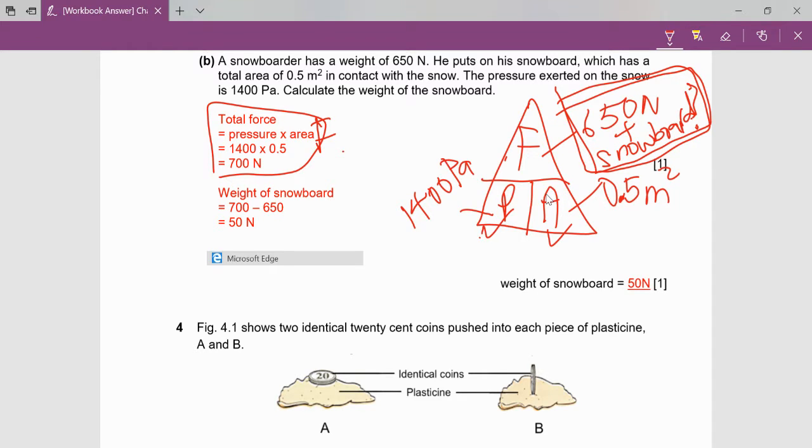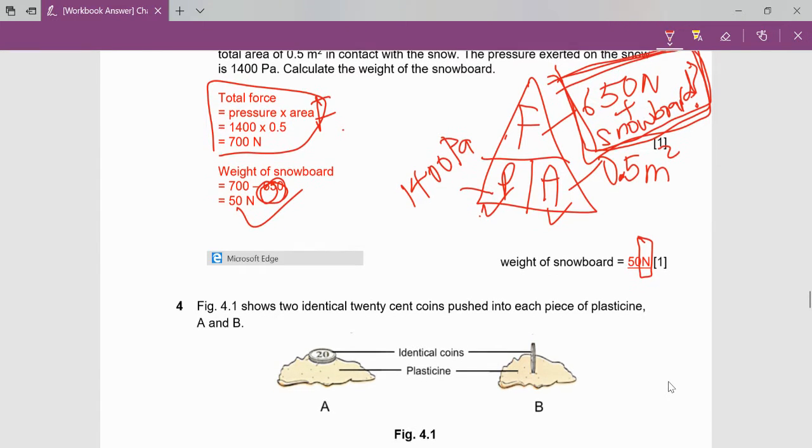Okay. And the weight of the snowboard, you just need to take snowboard plus 650 Newton, right? The total weight minus the weight of the snowboarder. Then you get the weight of the snowboard. Don't forget your units. If you forget your units, minus mark as well.